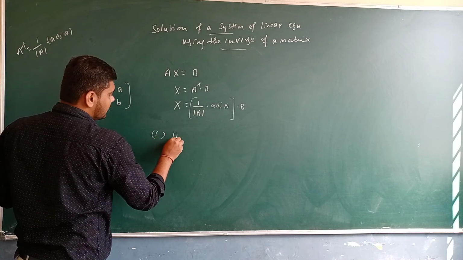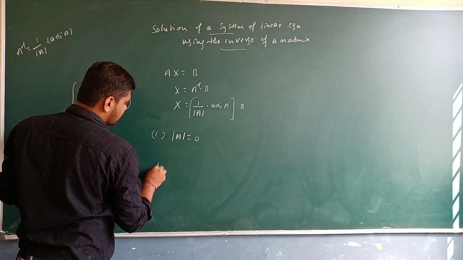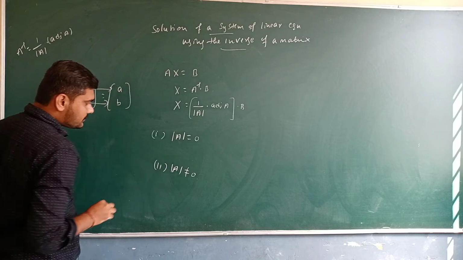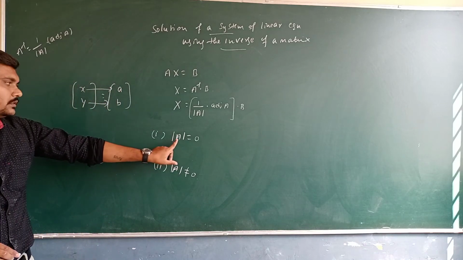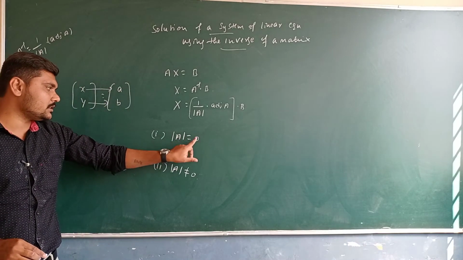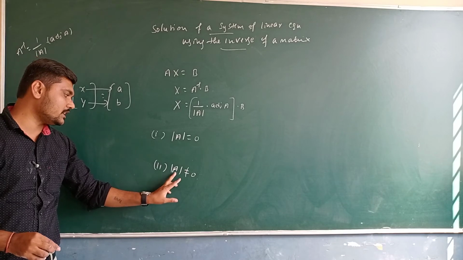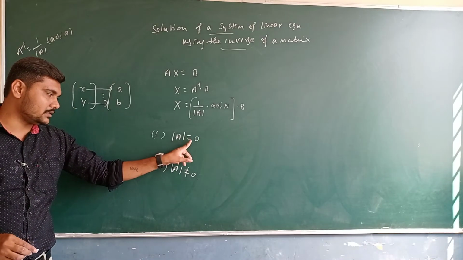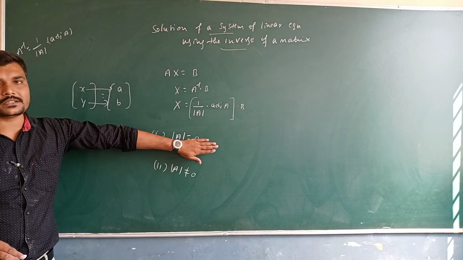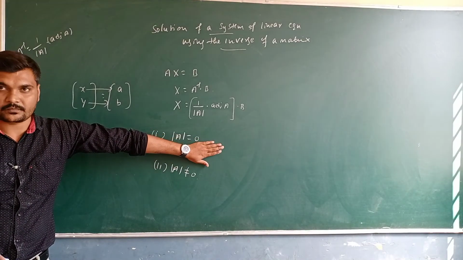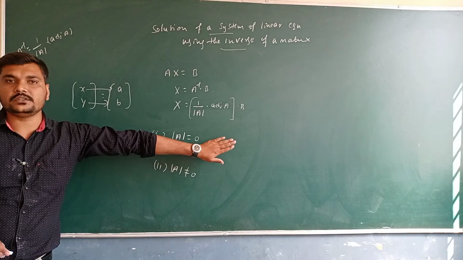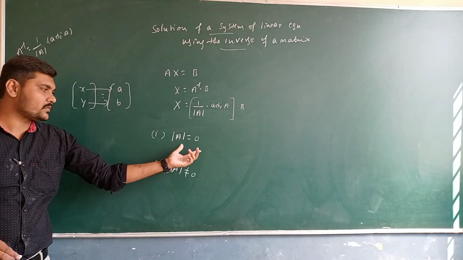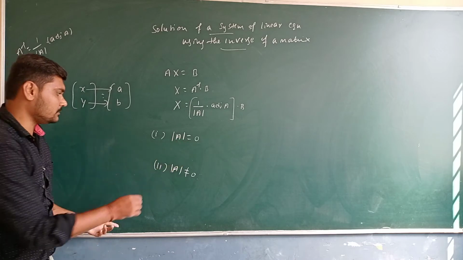When the determinant of A is equal to 0 and when the determinant of A is not equal to 0, you have two situations. The first situation is when the determinant of A is equal to 0, and the second is when the determinant of A is not equal to 0. Here, when the determinant of A is not equal to 0, the solution is going to be consistent and unique. Okay, consistent and unique solution when the determinant of A is not equal to 0.